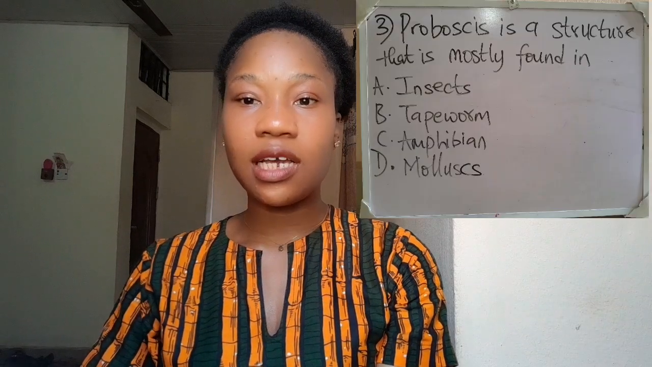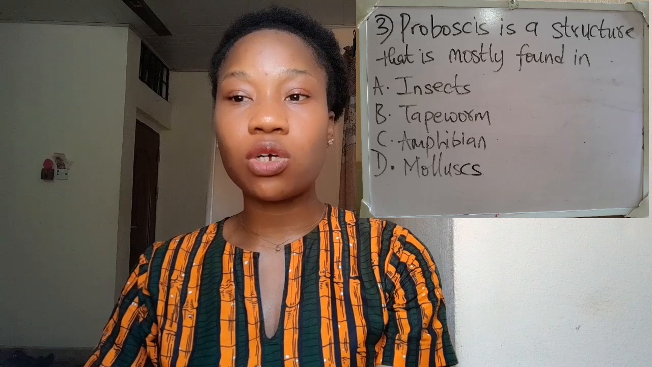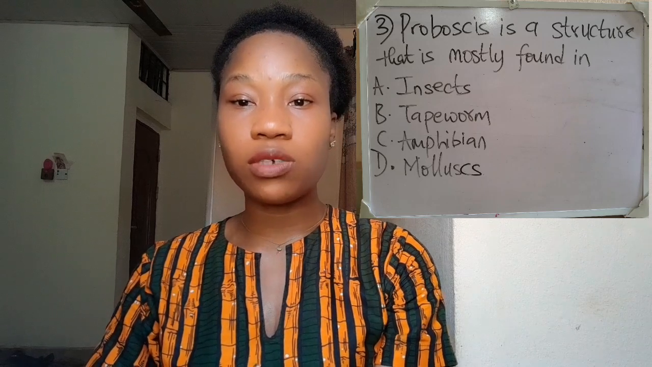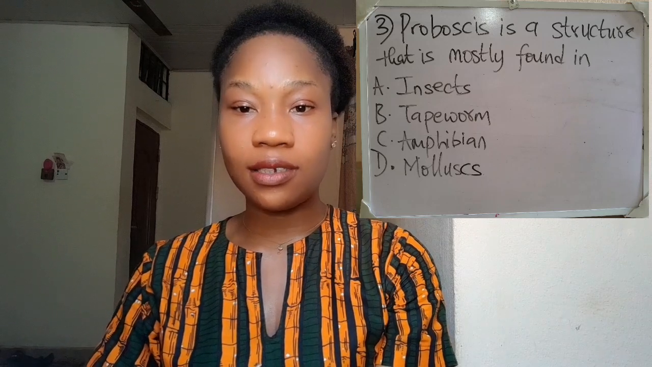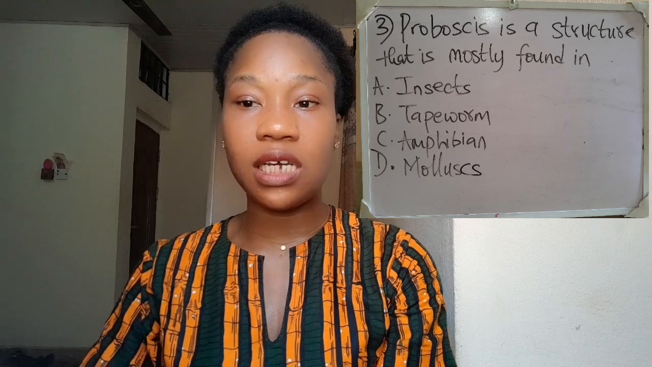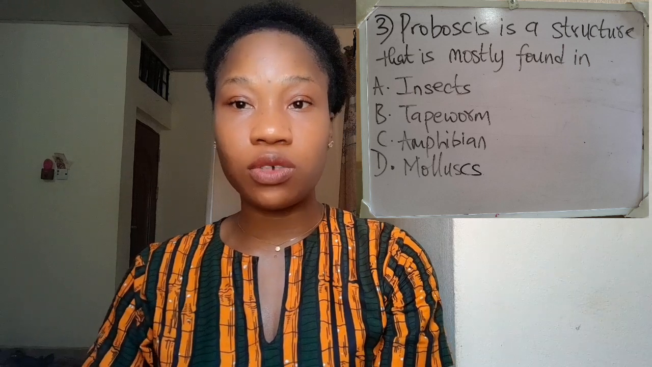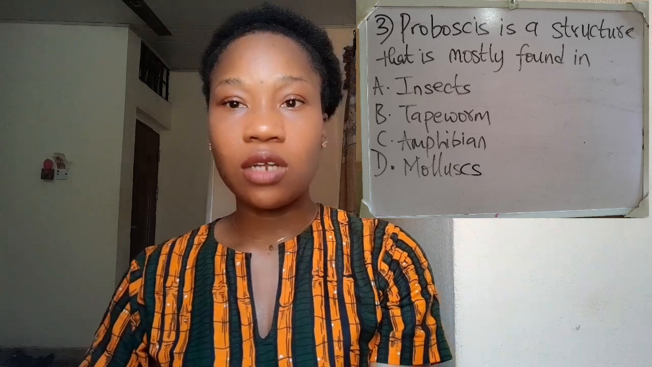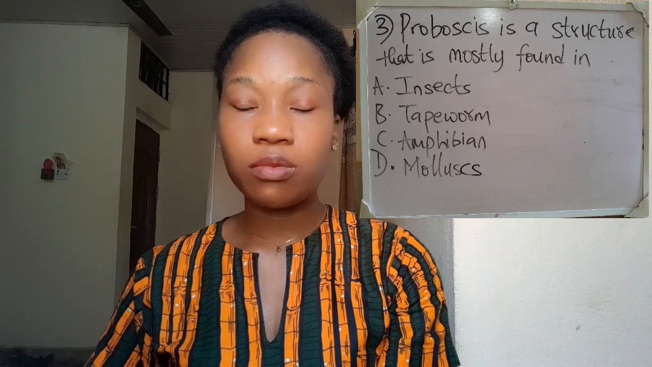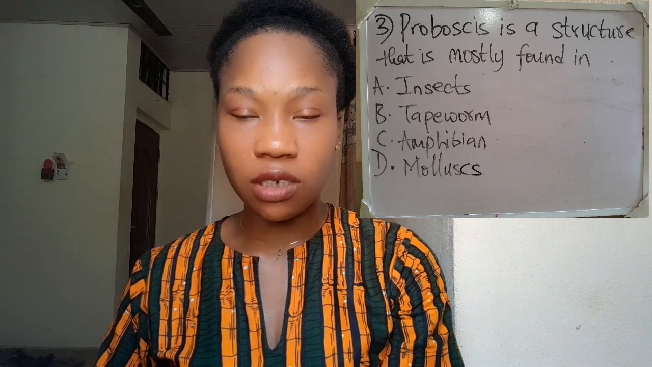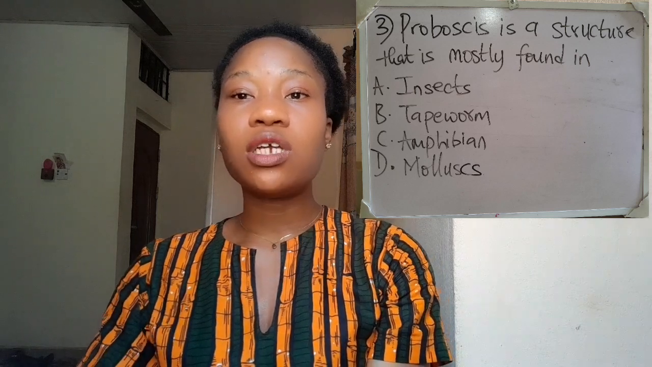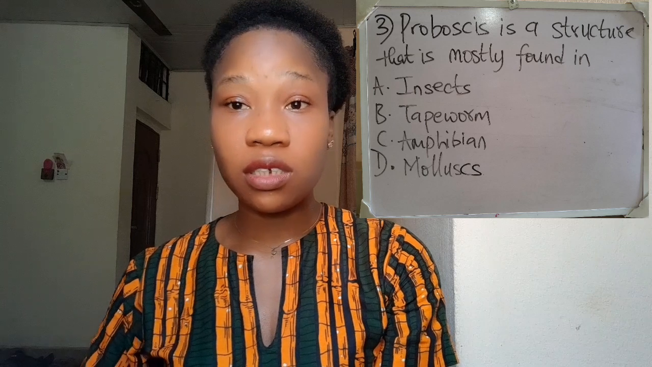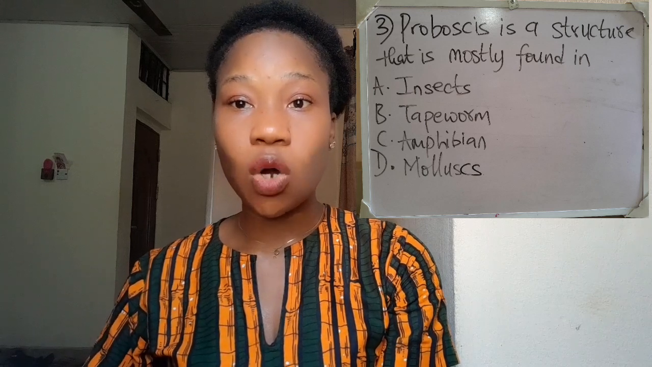All right, so question number 3 says proboscis is a structure that is mostly found in A, insects, B, tapeworms, C, amphibians, D, molluscs. Now the molluscs, found under the Mollusca, are known to have a soft body. They also most of the time are radially symmetrical. We have the jellyfish there. Sorry, we have the snails and the octopus.